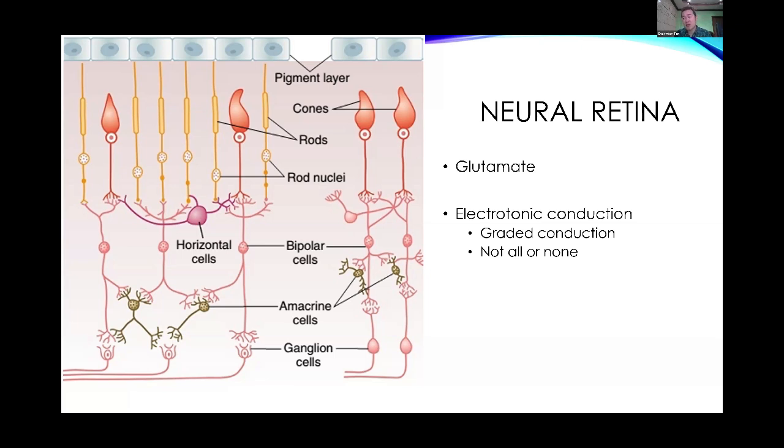Unlike action potential, whether you use a light bulb, a pen light, or a car headlight, as long as it reaches threshold potential, you'll have action potential. But this one makes use of electrotonic conduction. Remember that. So it is not all or none.